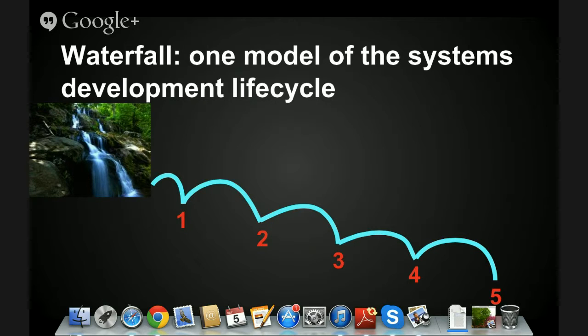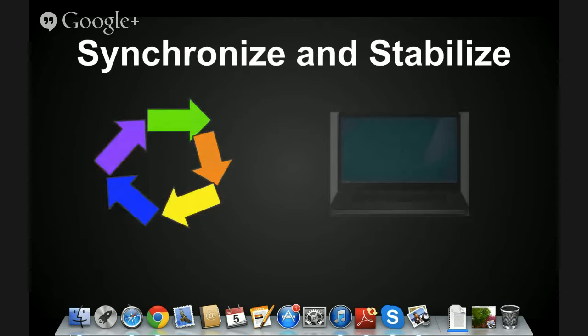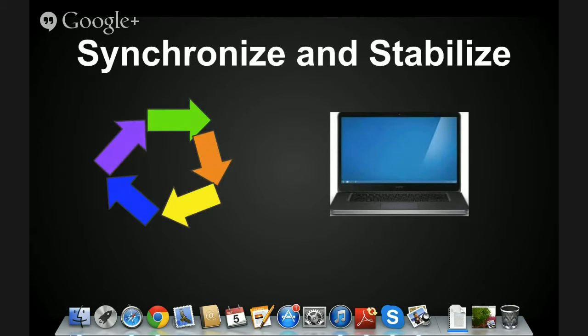Instead today, many businesses use the synchronize and stabilize method created by Harvard Business School professor David Yoffie and MIT professor Michael Cusumano. This method combines both the spiral method, which stresses the importance of going through stages multiple times, with technology to oversee the entire structure of development from start to finish with many teams working in tandem.